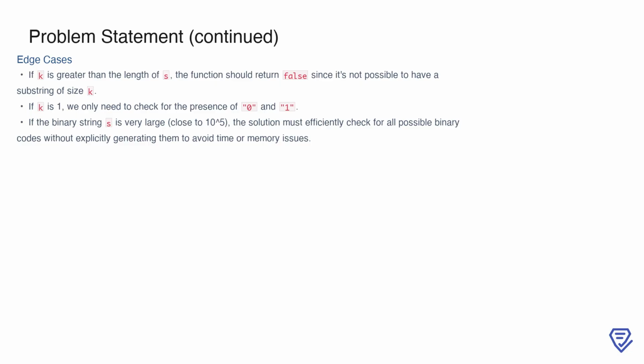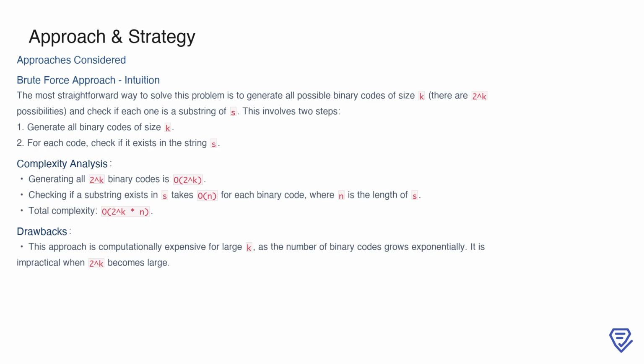To tackle this problem, the most straightforward approach is the brute force method. The intuition here is simple: we generate all possible binary codes of size k, which amounts to 2 to the power of k possibilities. Once we have these codes, we check if each one is a substring of the given string s. The process involves two main steps: first, generating all 2 to the power of k binary codes, and second, iterating through each code to see if it appears in s.